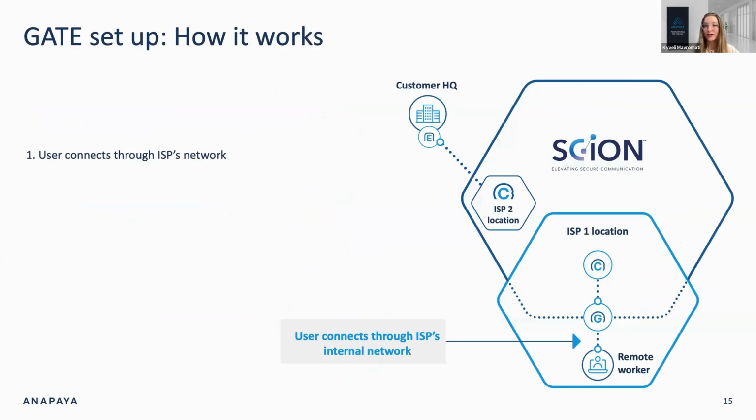Now, this all sounds good in theory, but how does it work in practice? On the right-hand side, you can see in the big hexagon the backbone of the SCION network. A company wants to offer a service through SCION, and this service is hosted at the customer headquarters, which we can see here, and they have deployed an Anapaya Edge with the E icon. A remote worker wants to connect to this service through their laptop or mobile phone. This user does not need to know anything about SCION. They will just connect to their ISP's network and send their traffic towards the destination.